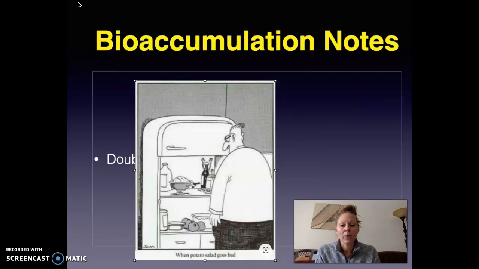Today we're going to talk about how bioaccumulation occurs in a food chain. And so we're going to talk about how matter is passed down the food chain, and how sometimes things can go wrong if something is not working correctly in the passing on of materials.